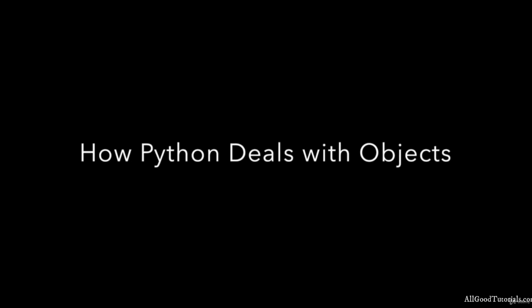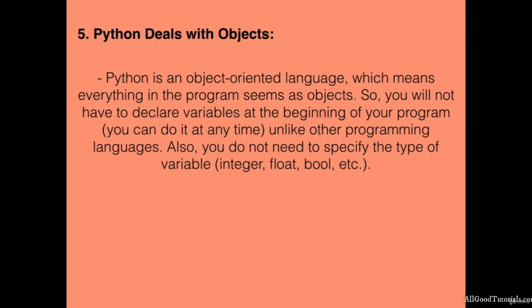How Python deals with objects. In this lecture, you should know this point really well. Python is an object-oriented language, which means everything in the program is seen as objects. So, you will not have to declare variables at the beginning of your program. You can do it at any time. Unlike other programming languages, you also don't need to specify the type of variable, integer, float, bool, etc.